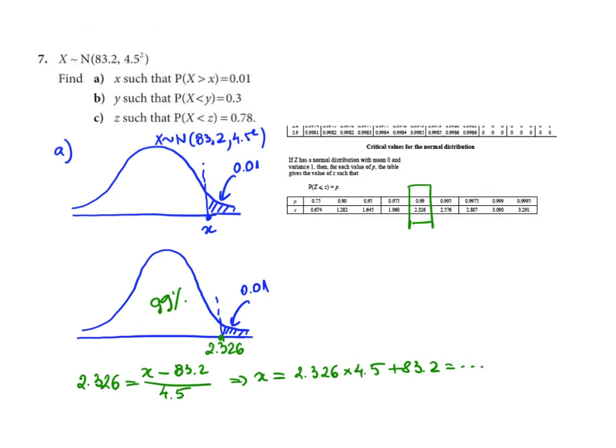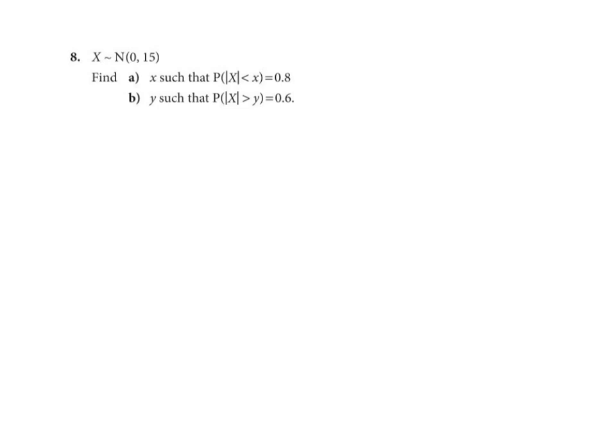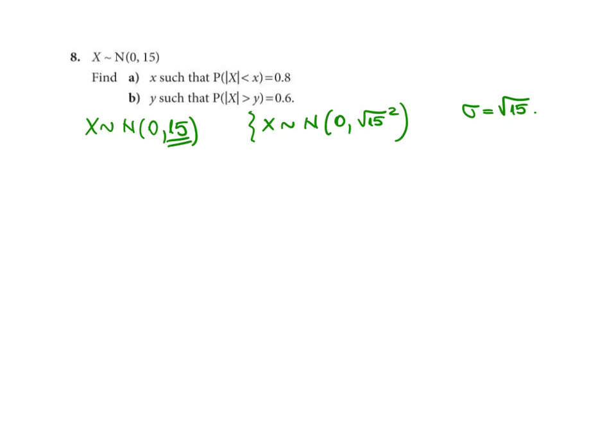Let us look at question 8 now. X is normally distributed with 0 and 15. When I see something like this, I know that 15 is a variance, not a standard deviation. Therefore, so that I don't mess it up during the exam, I would write 0 and square root of 15 squared, so that I remember that the standard deviation is square root of 15, so I see it. So that's a way I prefer to write it, to see it better.